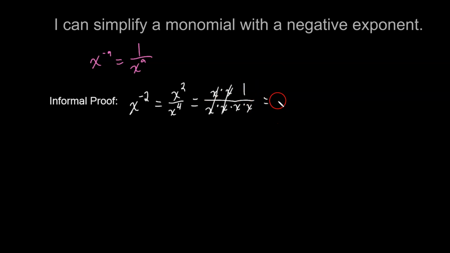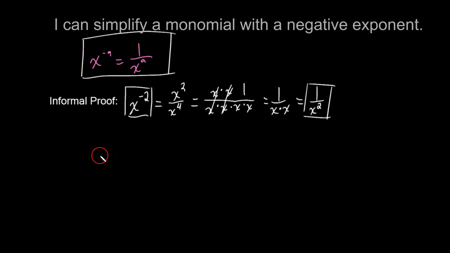So this would be equal to 1 over x times x, because those are the only two x's that are left, which is equal to 1 over x squared. Well, if we look at the left side of this very informal proof and the right side of this informal proof, we get something that looks like our general rule up top over here. So if we were given a to the power of negative 2, that would mean that we would get 1 over a to the power of 2.